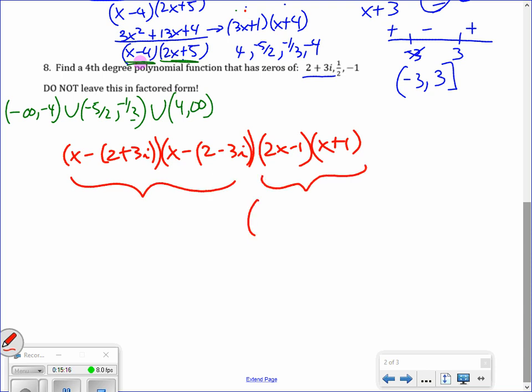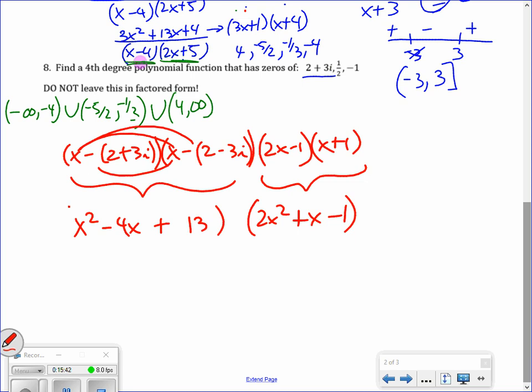So the back side here is 2x squared plus x minus 1. And then over here, I'm going to get x squared. Remember, that's x squared. This is going to get me a negative 2x. This is also going to get me a negative 2x, so negative 4x. Everything else will cancel. And then the back part is going to be a plus, and the 2 plus 3i times 2 minus 3i is going to be 4 plus 9, so 13.